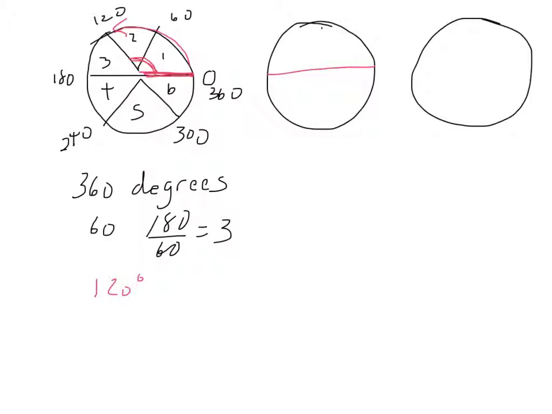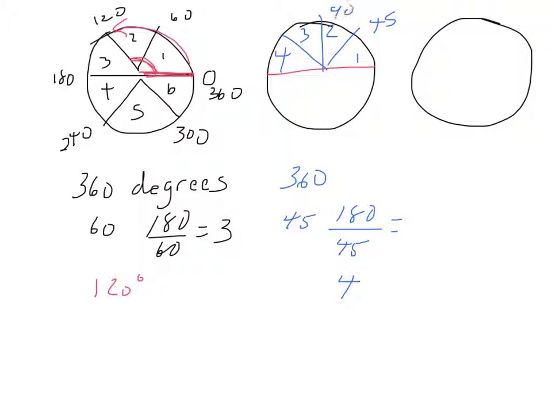Okay, if I do that again, but now I want it, let's say, in 45s. 360 is my full circle, but now I want it in 45s. So again, if I think of half of the circle first, divided by 45 is going to give me 4 parts. So I got 1, 2, 3, 4. So this is 45, 90. Another 45 will be 135, 180.